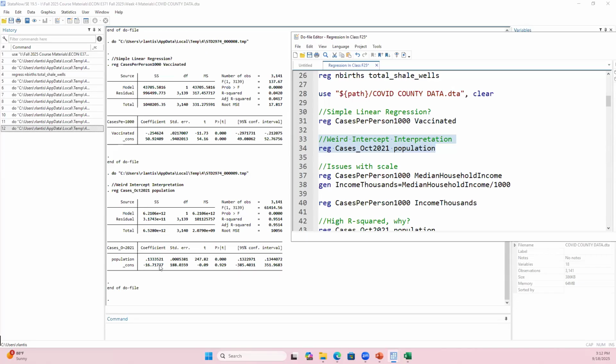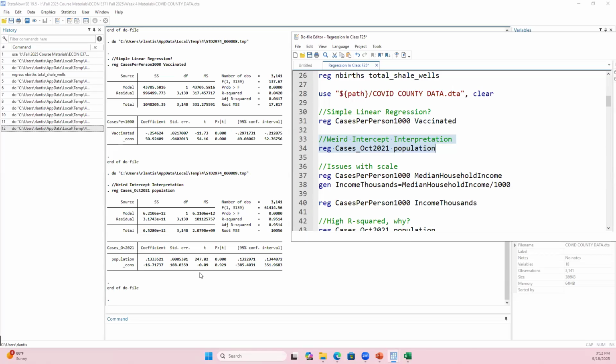Now, the intercept is the thing where sometimes we'll have a weird interpretation. So how do we interpret the intercept? It's the predicted Y value when the X variable is equal to 0. So the predicted number of cases is -6. How do I have negative COVID cases? Shouldn't the lowest COVID case count I could see be 0?